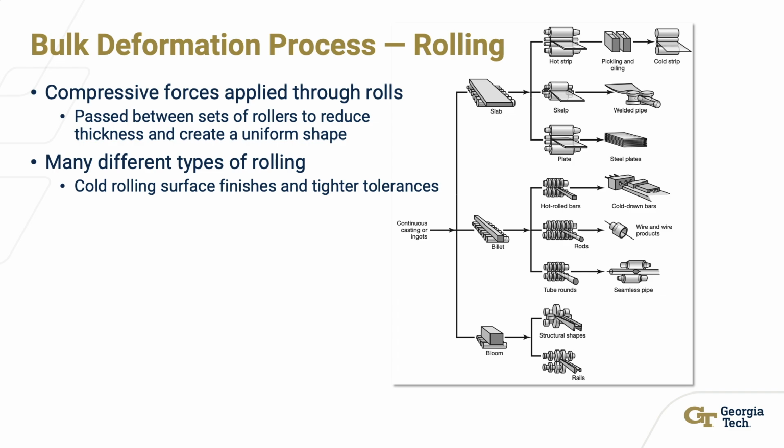Cold rolling in particular is valuable for creating surface finishes and tighter tolerances. Rolling is foundational in manufacturing due to its efficiency and cost-effectiveness, particularly for large-scale production. It enables the production of materials that are strong and precisely sized. Rolling can produce long lengths of uniform material with improved strength due to strain hardening.